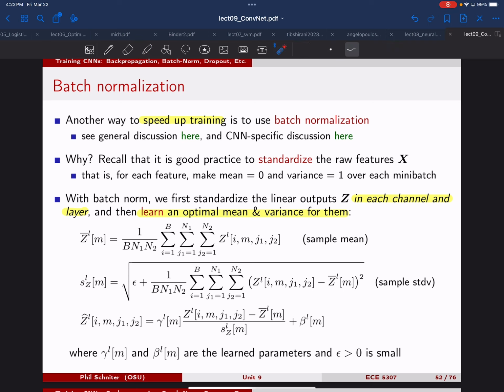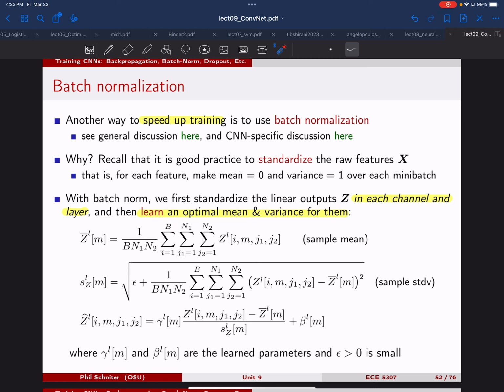In terms of the equations, just to be explicit, and different people apply this at different places. Some people say you should apply this to your linear scores before your activations. Other people say, no, apply it to your activations. But here we're doing it with the linear scores. So these are the linear scores. This is the batch index i, channel index m, spatial indices j1 and j2. You can see we are doing an empirical mean, sample mean, over all the elements in our batch and all the pixels.